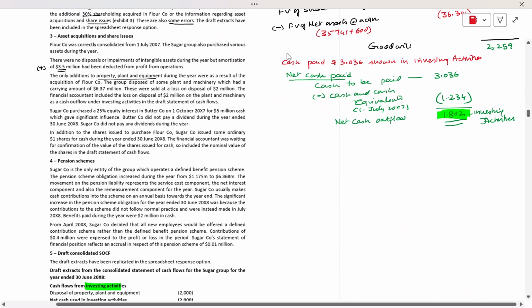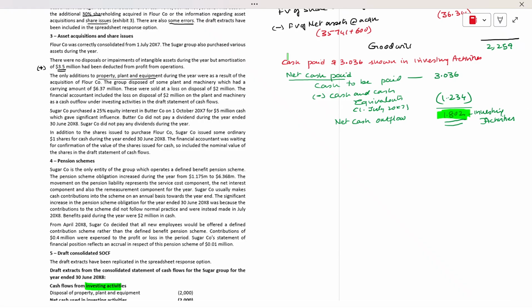Next, the only additions to property, plant and equipment. Where does property, plant and equipment come? In the investing activities. The only disposal in property, plant and equipment has a carrying amount of 6.37 million. This was sold at a loss of 2 million. The financial accountant included the loss on disposal of plant and machinery as a cash outflow under investing activities.